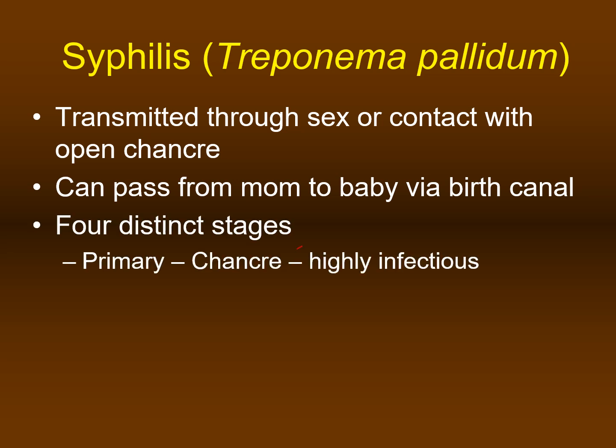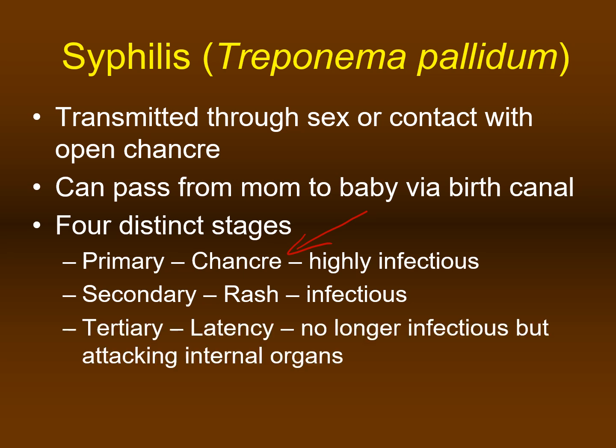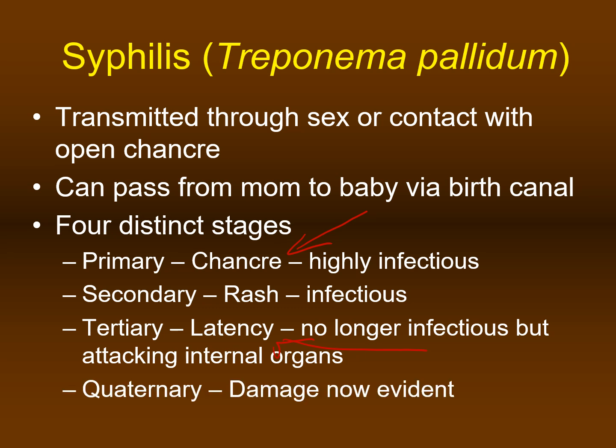Primary syphilis is characterized by a highly infectious and painless chancre on the reproductive mucosa. Secondary syphilis is characterized by a mucocutaneous rash that manifests itself both on the skin and mucosal membranes. Tertiary syphilis is when it becomes latent. The patient is not infectious anymore, but at this point, bacteria start attacking internal organs. And finally, quaternary syphilis, which is sometimes merged with tertiary, is the stage at which the damage caused by the bacteria, damage to internal organs and connective tissue, is visible.